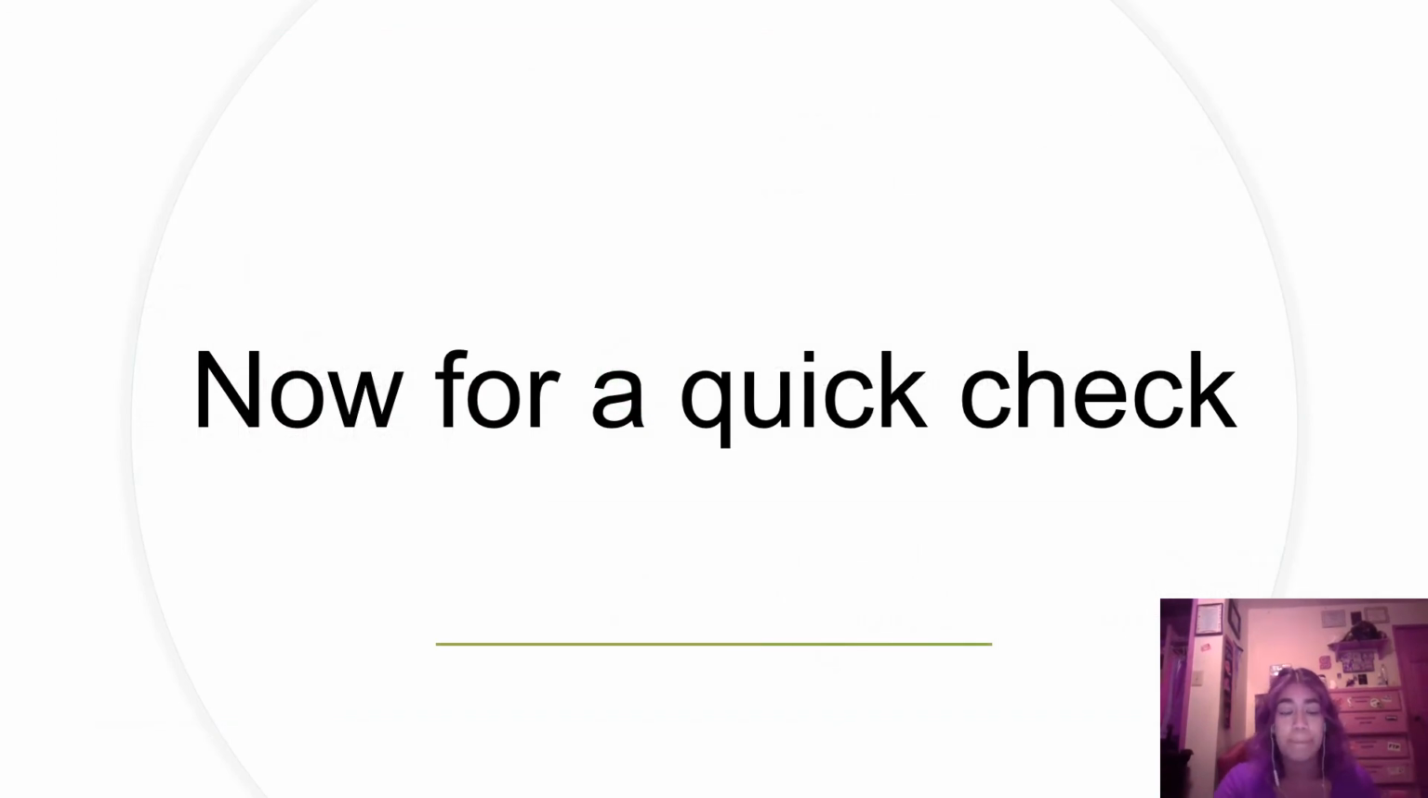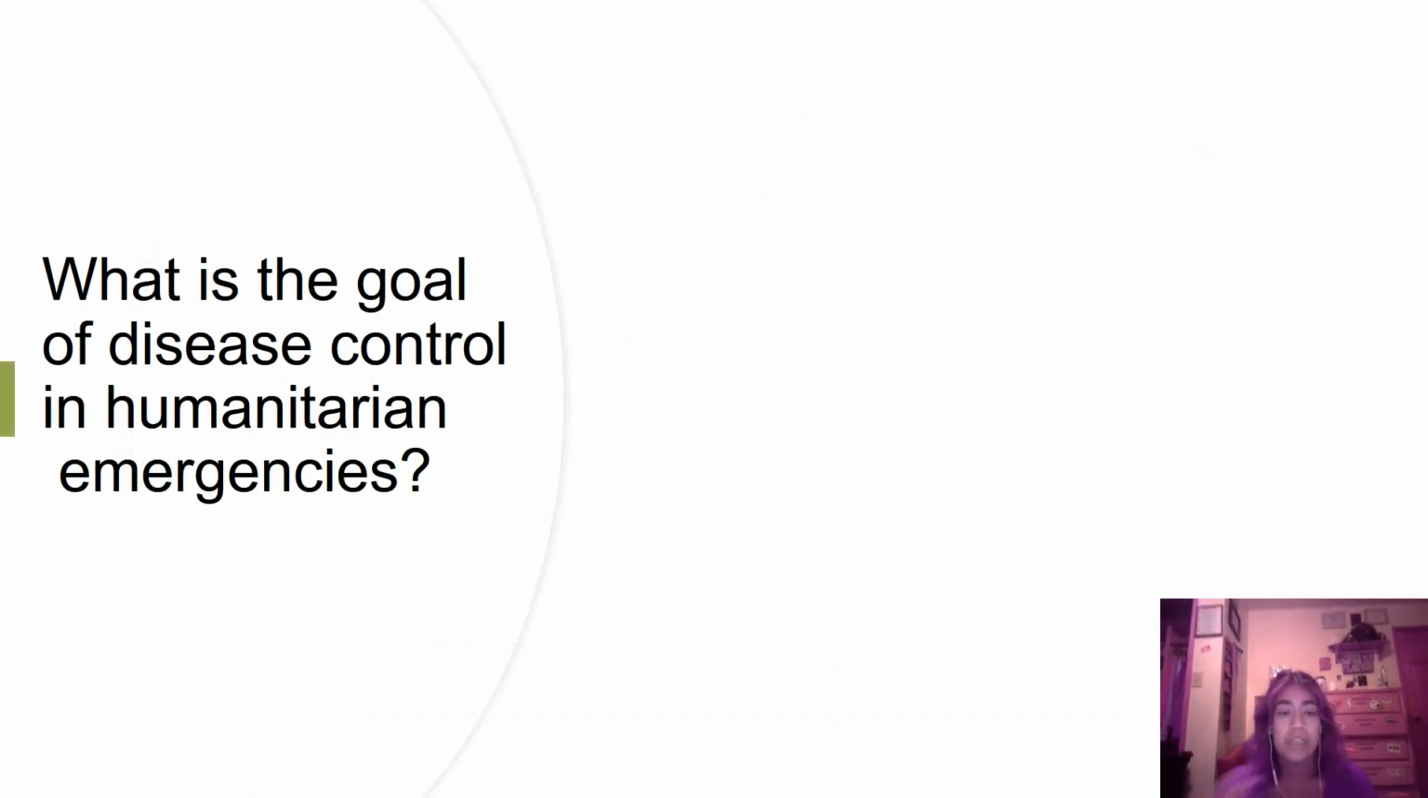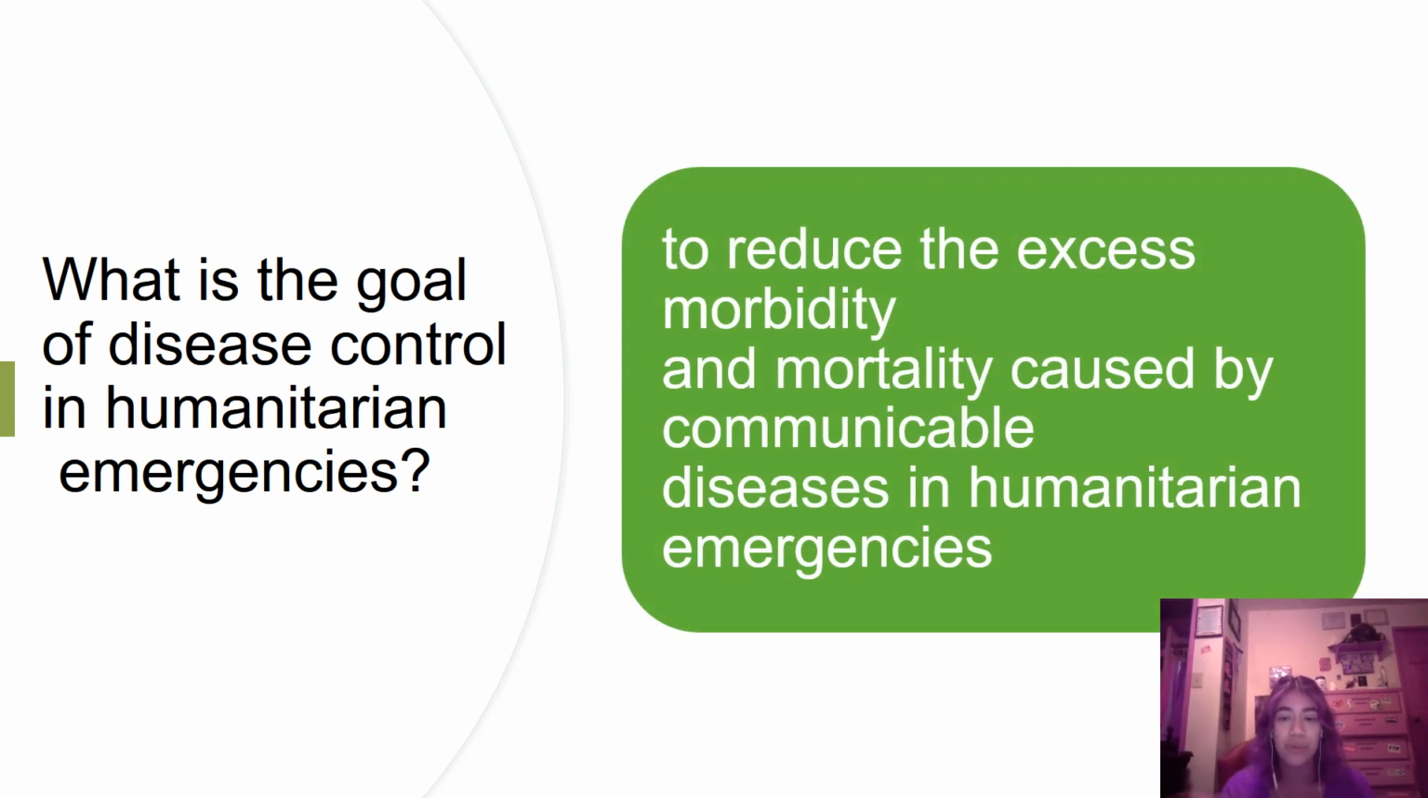Now for a quick check, what is the goal of disease control and humanitarian emergencies? It is to reduce the excess morbidity and mortality caused by the communicable disease in a humanitarian emergency.